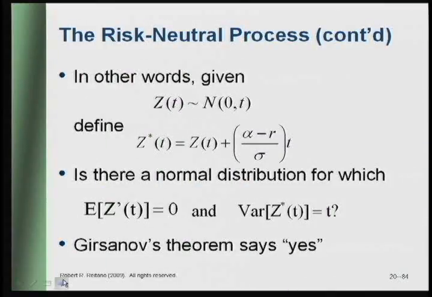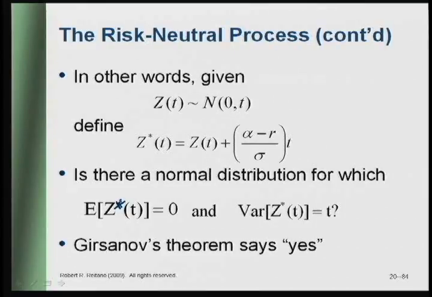Said another way, if we start with a z that's normally distributed, that was our original Brownian motion, and we define a z star to be that original z with a drift. So we've now stuck a drift onto our original Brownian motion. Is there a normal distribution under which z star, and you can see there's a little bit of a typo here, this should be a z star, under which z star has a mean of 0 and a variance of t?